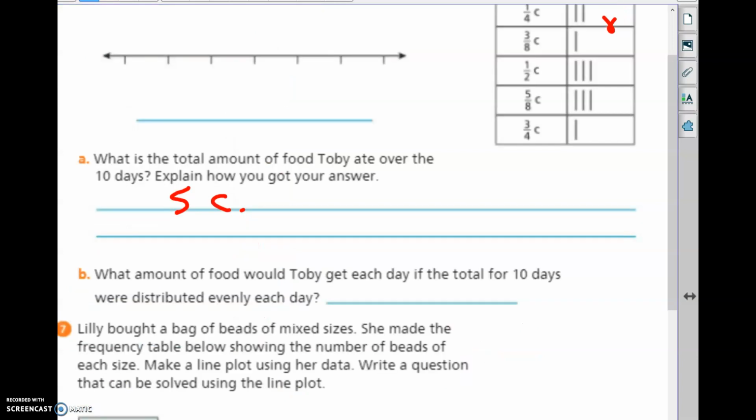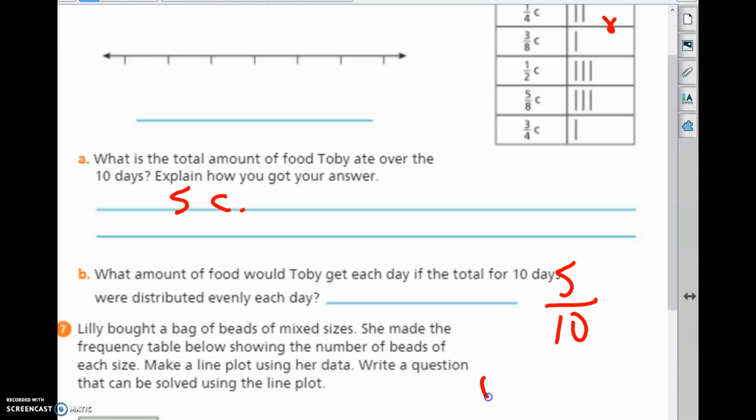There's one more question I have to answer. Part B. What amount of food would Toby get each day if the total for 10 days were distributed evenly each day? So in those 10 days, he had 5 cups total. So we're going to take those 5 cups and divide them into 10 days. So remember, this line can be the divide sign. So 5 divided by 10.